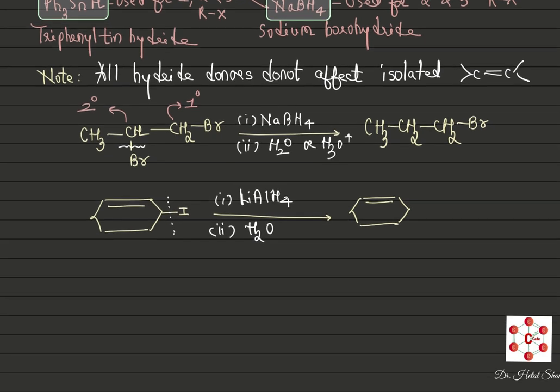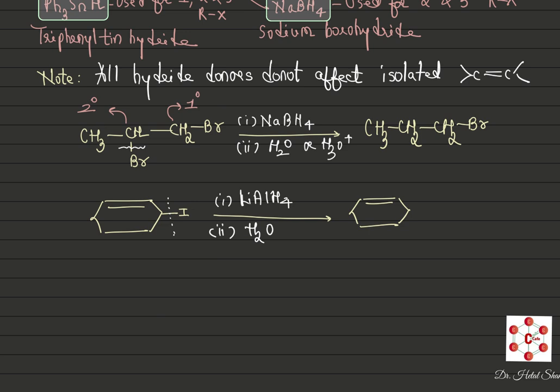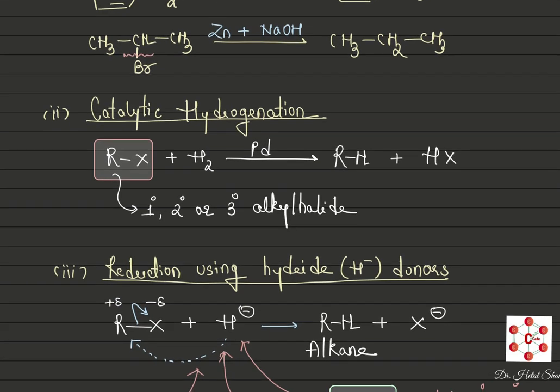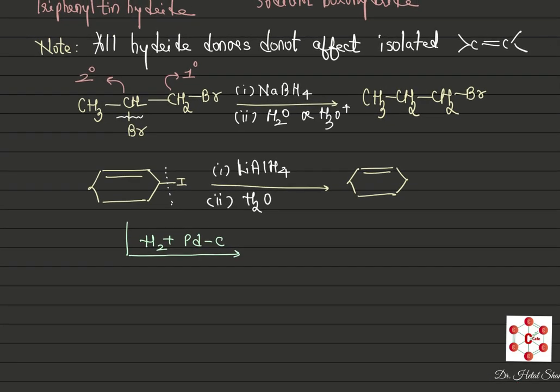However, if I had carried out the same reaction in a different way, for example, if I had used H2 plus Pd/C, palladium carbon, like what we have here, it can also remove X and replace it with hydrogen. It can also do the same thing. But palladium carbon would also affect the double bond. See, the double bond is also broken down.